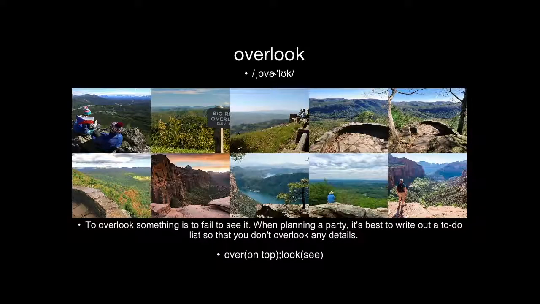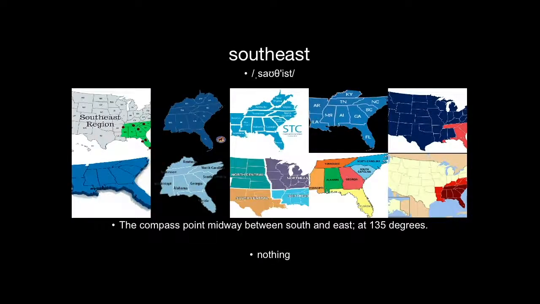Overlook, overlook. To overlook something is to fail to see it. When planning a party, it's best to write out a to-do list so that you don't overlook any details. Southeast, southeast. The compass point midway between south and east, at 135 degrees.